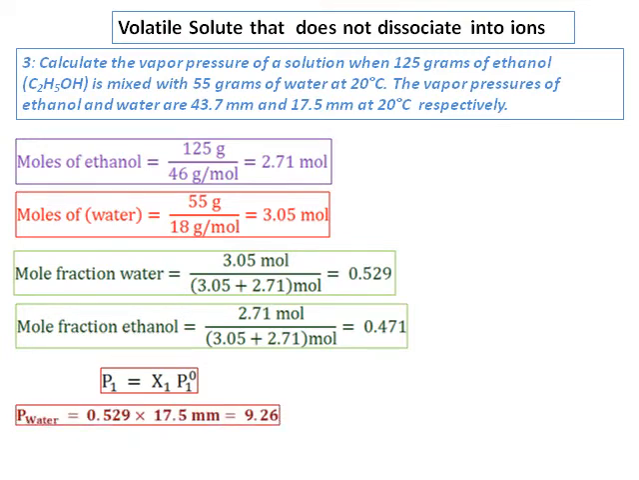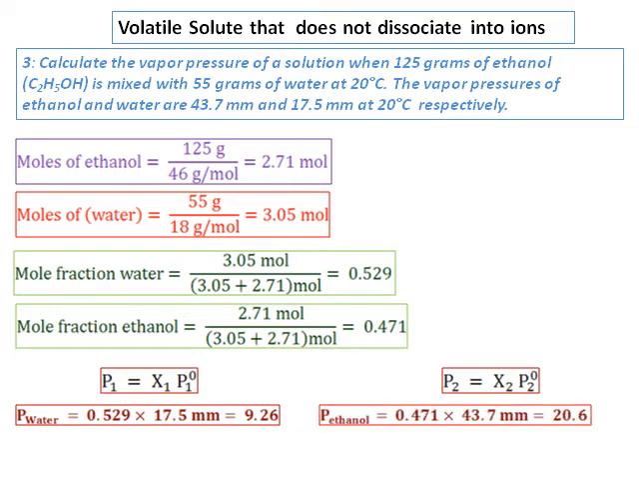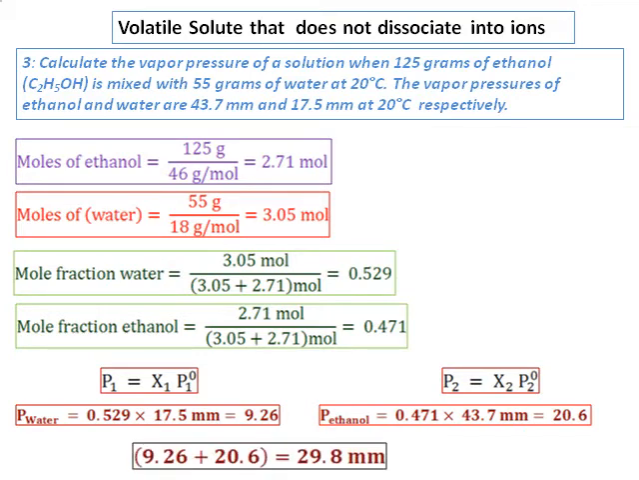Then I can get the contribution from the solute, because I said the solute is volatile, so that is also going to contribute to the total vapor pressure. Therefore, I have an extra step here, that is P2 is also calculated. That's equal to X2 P20. So I have the vapor pressure contribution from water, I have a vapor pressure contribution from ethanol, and now the total vapor pressure is the sum of the two, which is equal to 29.8.